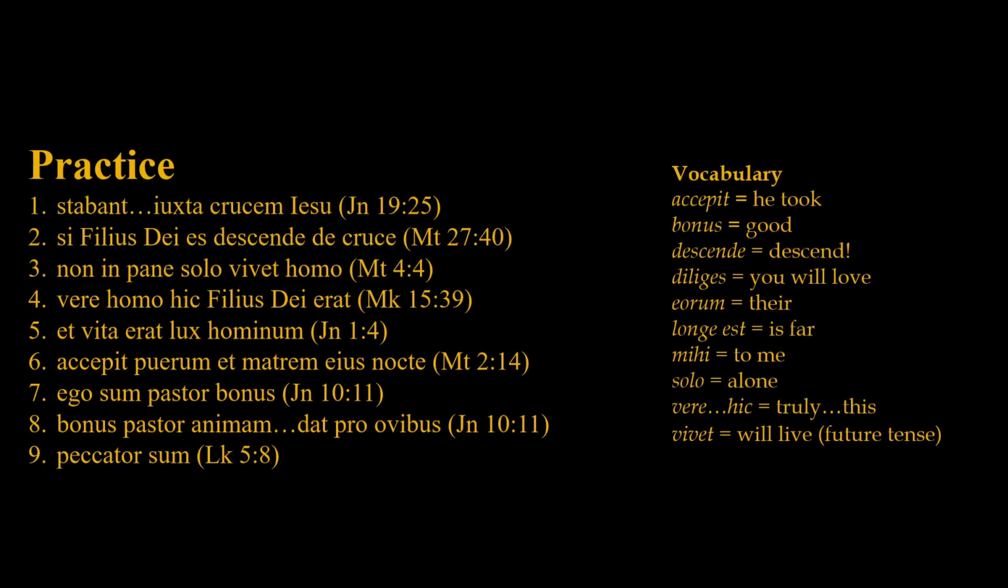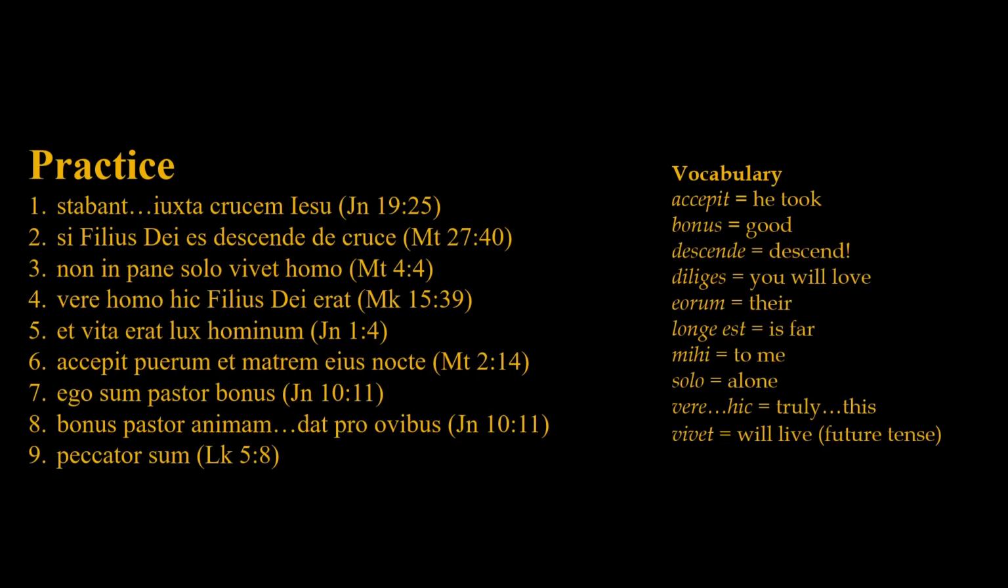Okay, so here we're going to practice with feminine and masculine third declension nouns, okay? Number 1: Stabant, there's that verb stare, which we've seen before, to stand. Sto, I stand, but now it's in the imperfect, and it has the -nt ending. So they were standing juxta, that's the preposition that we've seen before. They were standing juxta, next to, crucem Jesu. They were standing next to the cross of Jesus. Crucem there in the accusative case. So they were standing next to Jesus' cross.